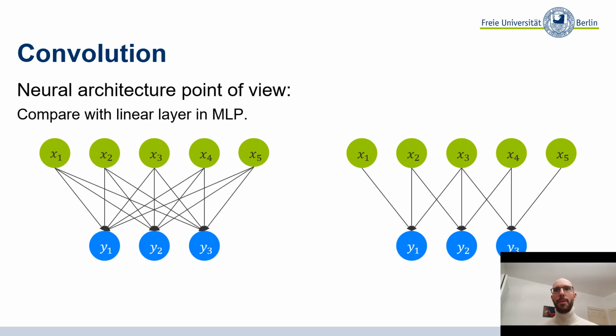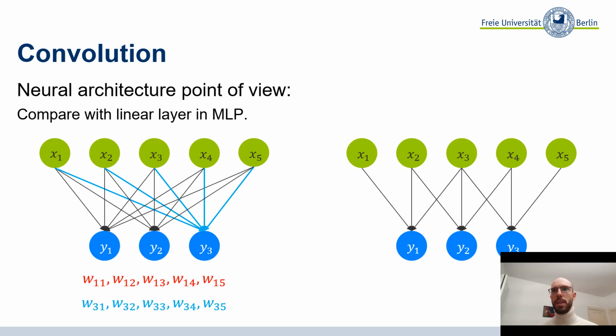So now let's draw everything as neurons. We have our input neurons, x1 to x5, and we have our output neurons, y1 to y3. And now let's look at this for the linear layer and for the convolution. For the linear layer, the output y1 gets contributions from all input neurons, x1 to x5, and the contributions are weighted with weights w11 to w15. Now, if we look at the next neuron, y3, again we have contributions from all input neurons, x1 to x5, and the contributions are weighted with weights w31 to w35.